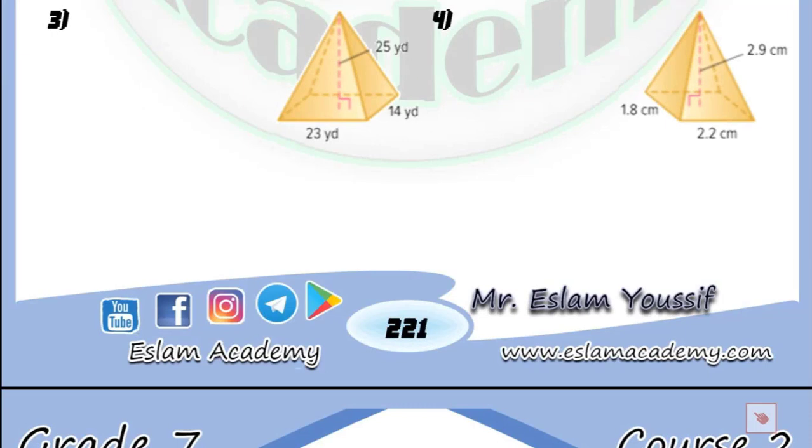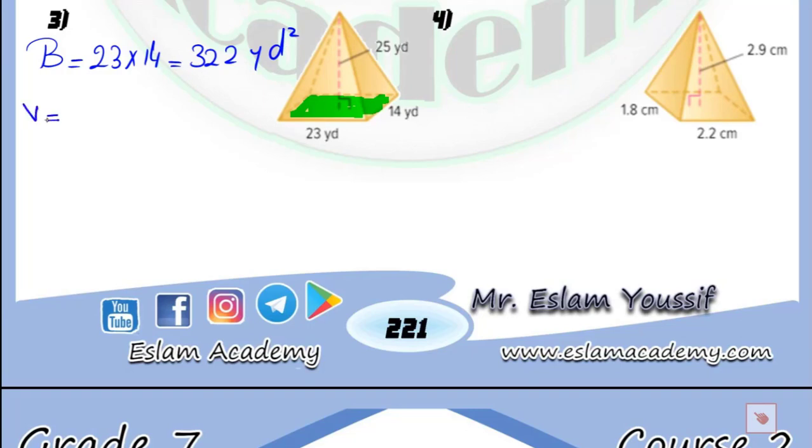In question number 3, we need to find the volume. To find the volume, we need to identify the base. You will find that the base is formed from 4 sides, so it will be a rectangular pyramid. To find the area of the base, we multiply length by width, so 23 multiplied by 14. By multiplying, you will find that the answer will be 322 squared yard.